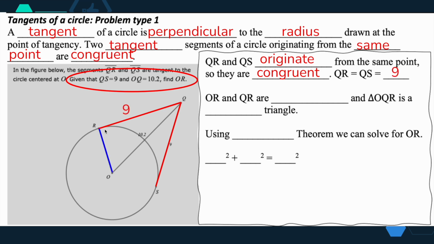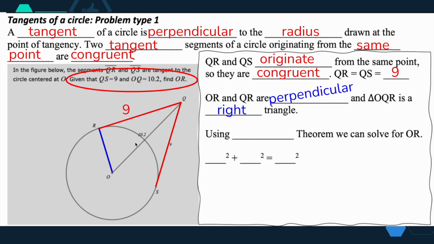OR and QR are perpendicular. We have a tangent and a radius coming together at the point of tangency, so they are perpendicular. That means that triangle OQR, this triangle that's created here, is a right triangle.